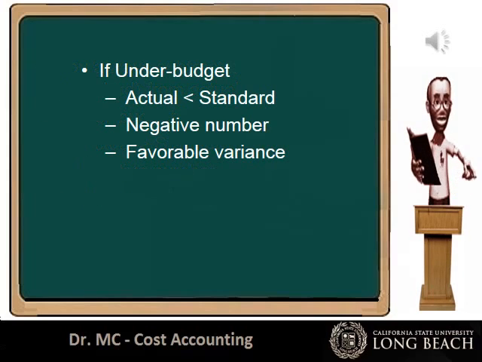When you are under budget, then the actual will be lower than the standard, and the subtraction will give you a negative number. Thus, a negative number means that you are under budget, and the variance is referred to as favorable. A favorable budget variance is given as a positive number despite the calculation producing a negative number, and it is noted that the variance is favorable.